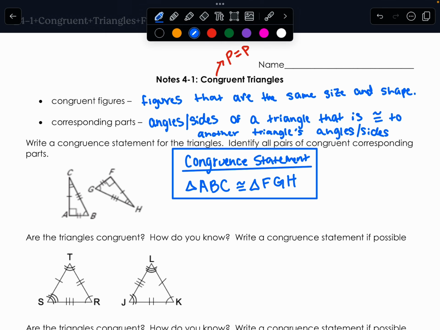You could have gone with whichever order you wanted. You could have said triangle CBA, and then you would say is congruent to triangle HGF. So the order of the first one doesn't matter. What matters is that the second one has to match up.